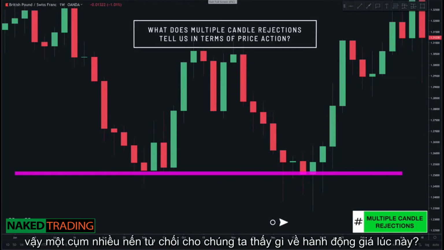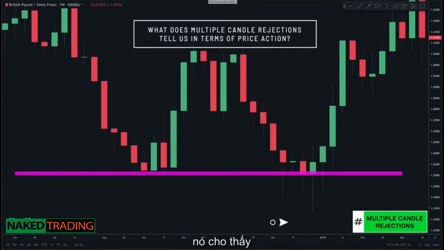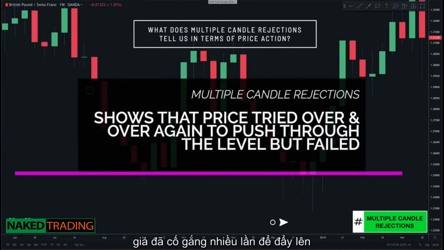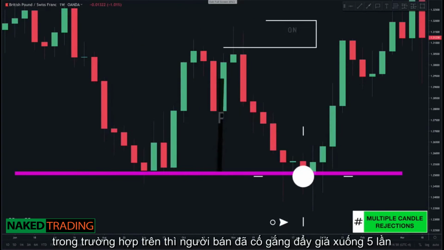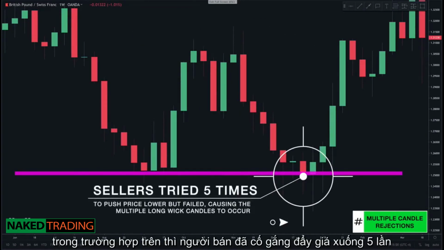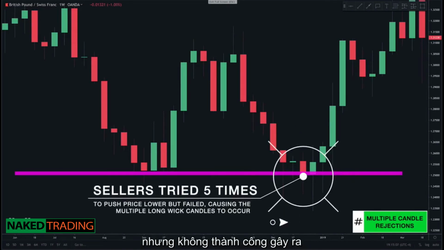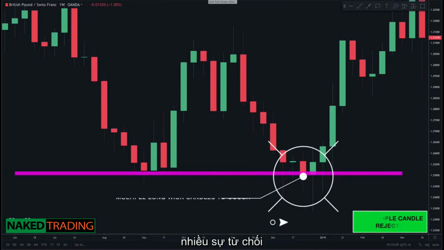So what does multiple candle rejections tell us in terms of price action? It shows that price tried over and over again to push through the level but failed. In this case here, sellers tried 5 times in a row to break lower and through support but failed, causing these multiple long wick candles to form.